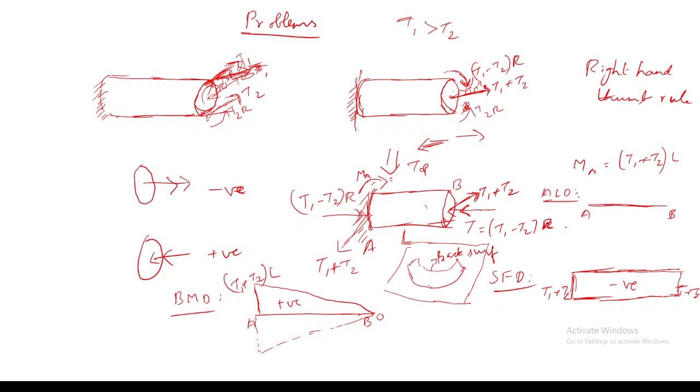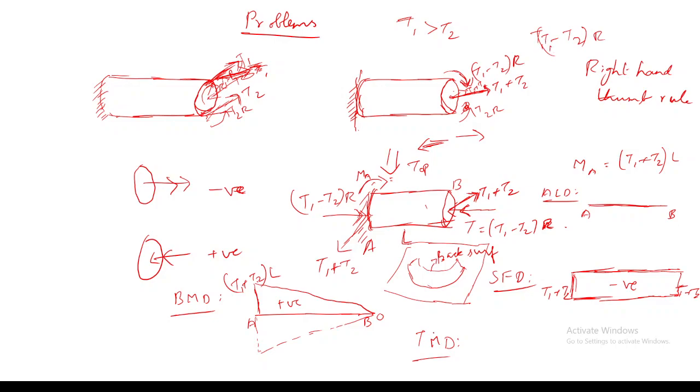So based on this, I have drawn the axial load diagram, shear force diagram, bending moment diagram, as well as the twisting moment diagram. Since both T1 and T2 are in the same direction, we have put T1 plus T2. But when it comes to the direction of twisting moment, since both are opposite in direction, we have to take care of this by taking T1 minus T2 into R.